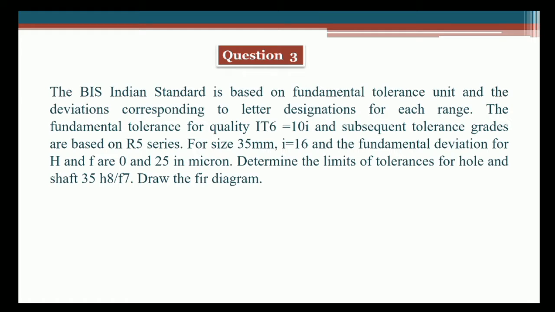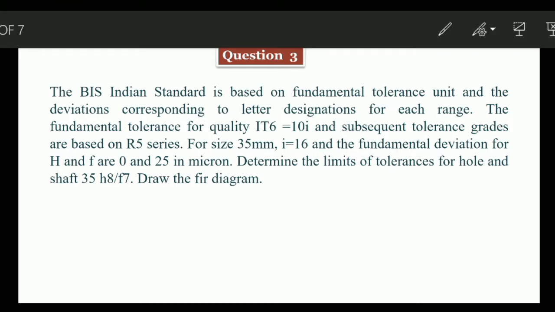For size 35 mm, i is equal to 16 microns and the fundamental deviation for the H and F is given as 0 and 25 microns. Determine the limits of tolerance for hole and shaft, which is given as diameter 35 H8 F7. There is a small problem in the question: the H is not small, it will be the capital H.